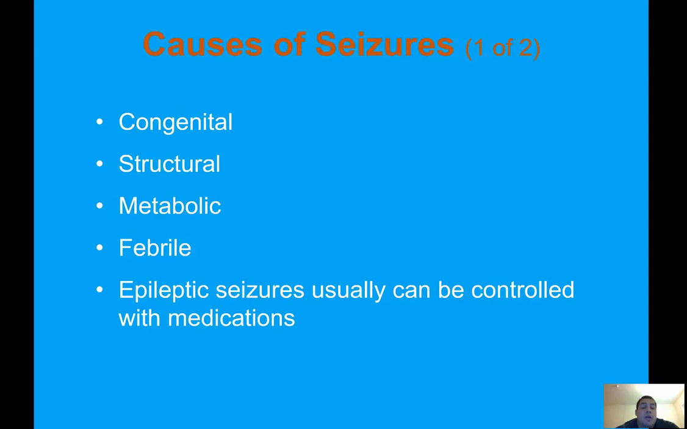Causes of seizures: congenital, structural, metabolic, febrile. Epileptic seizures can be controlled with medications. We do run on a lot of pediatrics that have febrile seizures. So when a kid gets sick, they have a fever, and because the fever spikes or their temperature goes too high too quick, they'll have a seizure. Usually kids who are sick that have febrile seizures will not have seizures later on in life. But these are very common calls to go on.